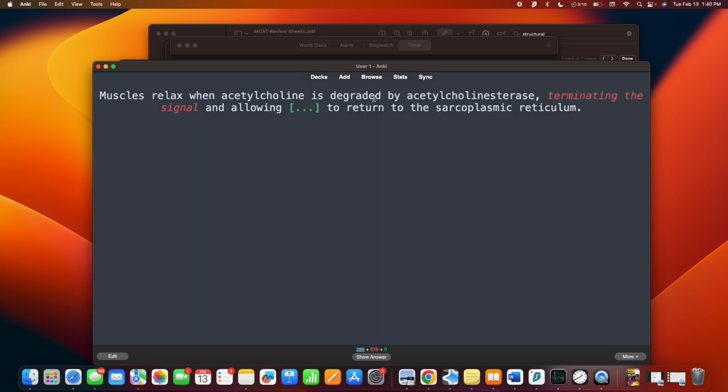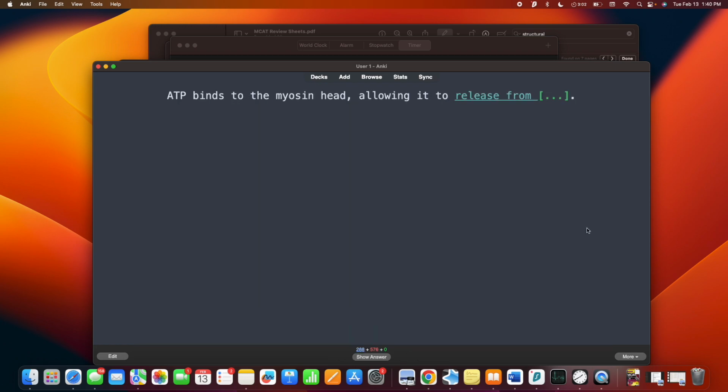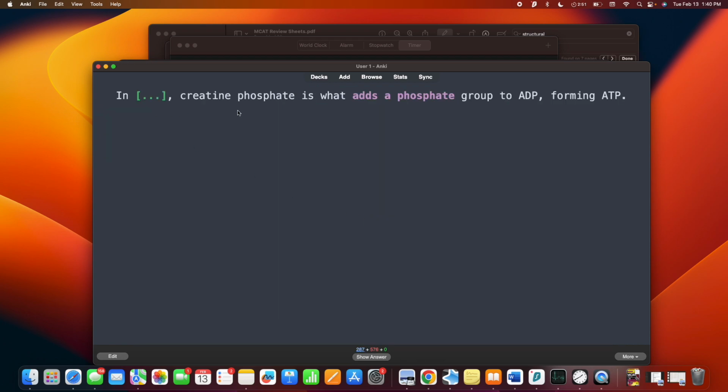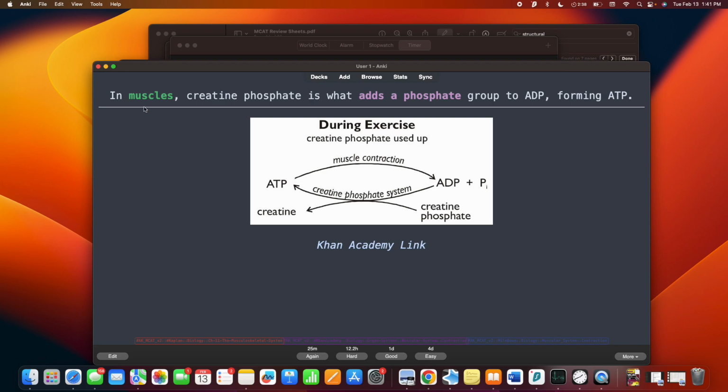Muscles relax when acetylcholine is degraded by acetylcholinesterase, terminating the signal and allowing calcium 2+ to return to the sarcoplasmic reticulum. ATP binds to the myosin head, allowing it to release from the thin filament, actin. In the creatine phosphate pathway, creatine phosphate is what adds a phosphate group to ADP, forming ATP.